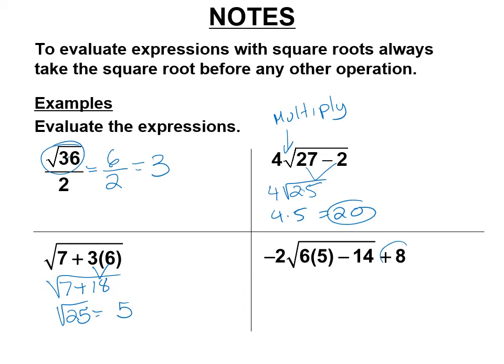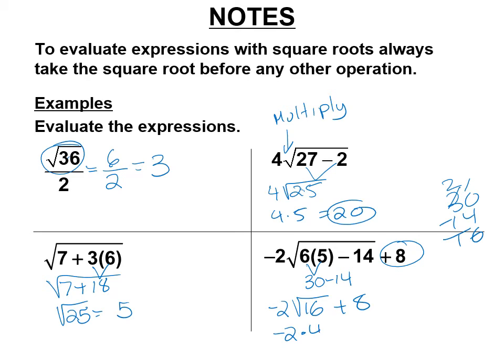Okay, so this plus 8 is outside of the square root. This is about as hard as I can make them. So let's do this first. 30 minus 14 is 16. So now I have negative 2 times the square root of 16 plus 8, not in the square root. Now you do the square root. You did it inside first. Now we do the whole square root. So this is negative 2 times positive 4 plus 8. Now you have to multiply before you add. Negative 2 times 4 is negative 8. Negative 8 plus 8. That whole thing was 0.